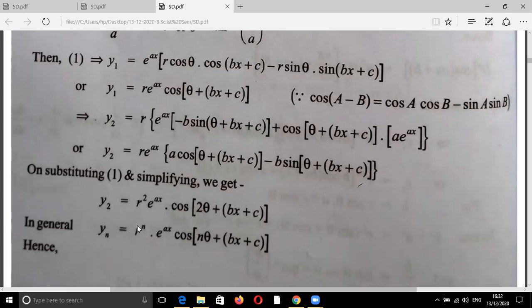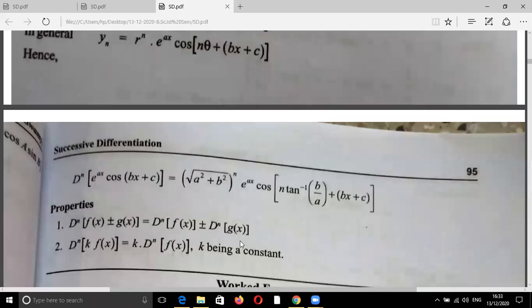Now if you want y3, you can also write it. y3 equal to r cube e to the power ax into cos(3 theta plus bx plus c). If you write yn, you get r to the power n, because y2 means r square, y1 means r to the power 1. e to the power ax as it is, and cos(n theta plus bx plus c), because here 2 theta is there, here n is there. Now this is the nth derivative.